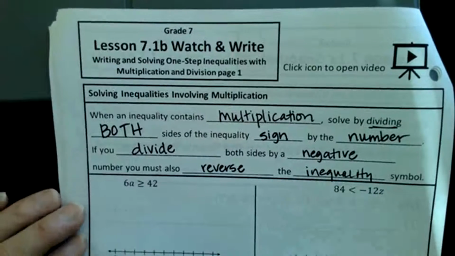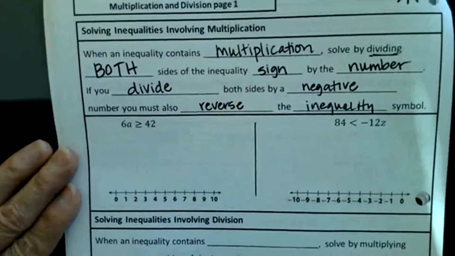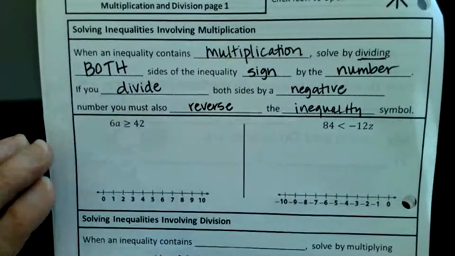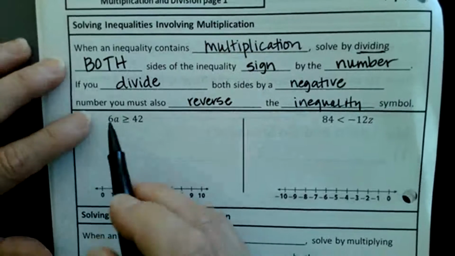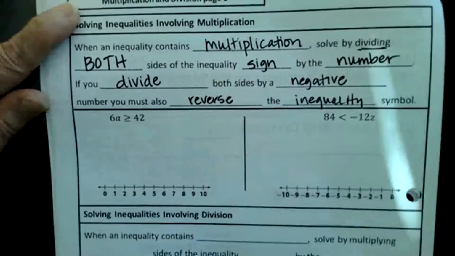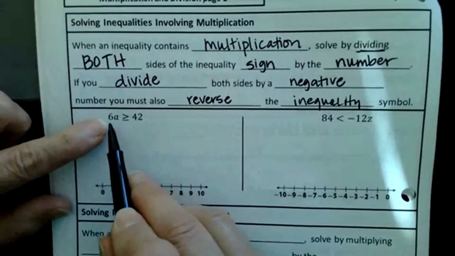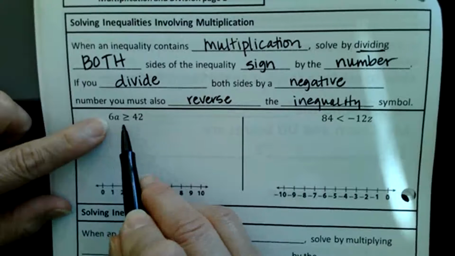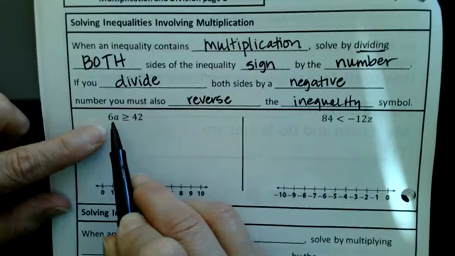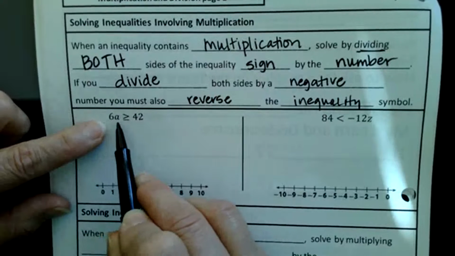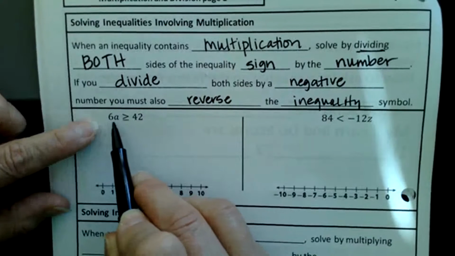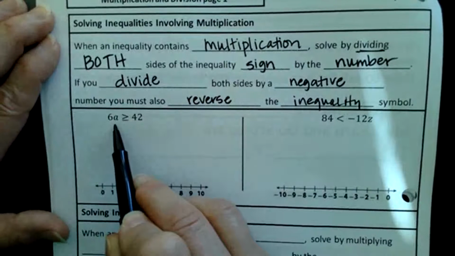Let me show you what that means. In this first one, we are not going to have a negative number. In the second one, we are, okay? So here's what you have to do. Here's your variable a, and it is being multiplied times 6, okay? This is 6a is greater than or equal to 42. This inequality contains multiplication because when you have the 6 right next to the letter, that is 6 times a, okay? You're multiplying the variable a times 6.